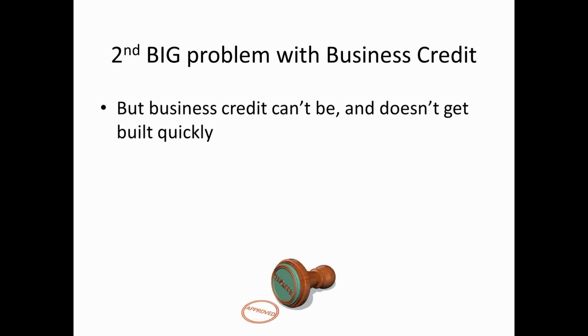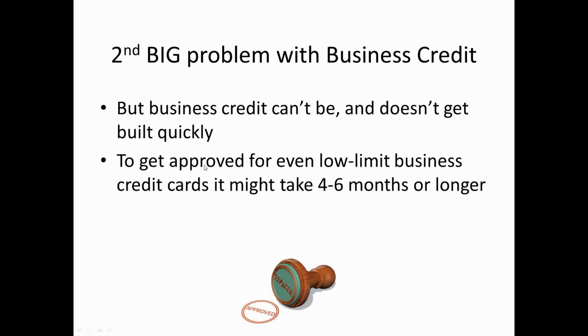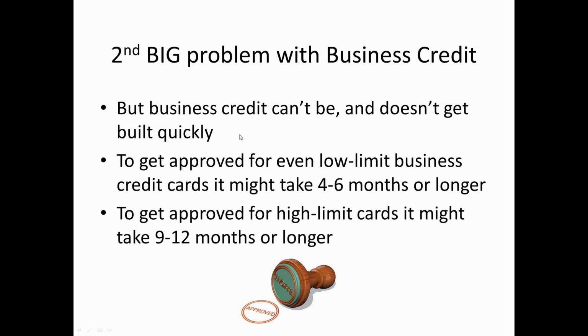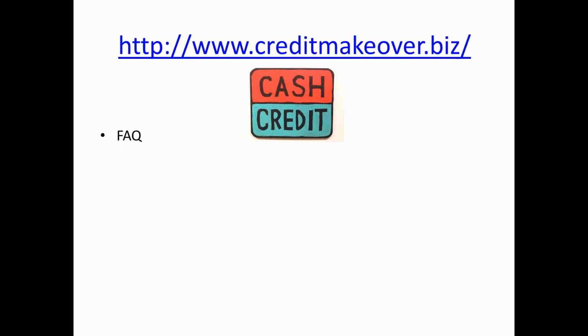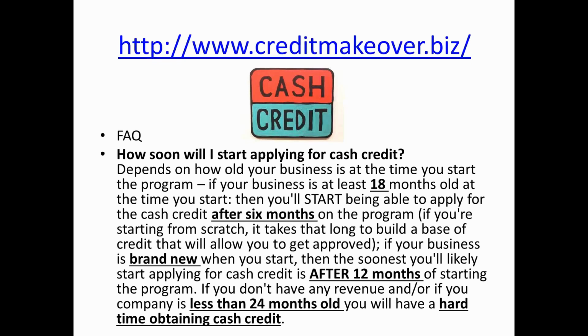Remember, this is exactly why this person got on the phone with that finance person that first told them about business credit. They were looking for money, right? But business credit can't be and doesn't get built quickly. To get approved for even low-limit business credit cards, it takes 4 or 6 months to build. To get approved for high-limit credit cards, it could take 9 to 12 months to build business credit. So let me give you a couple examples.